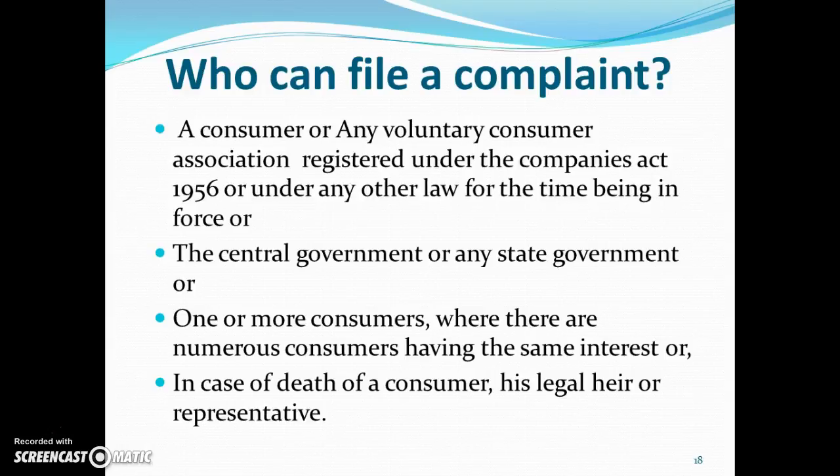Now the question comes, who can file a complaint? A consumer can file a complaint, that is for sure. But other than that, the central government or the state government, or one or more consumers, like a trust, can file a complaint on behalf of the consumers if there are lots of consumers. In case of death of a consumer, his legal heir or representative can file a complaint.